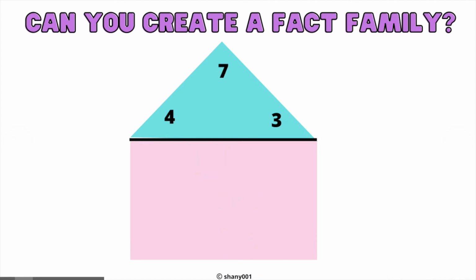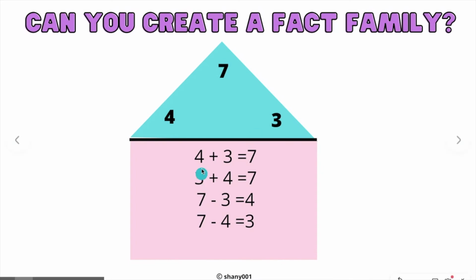Our next fact family is 4, 7, 3. Again, the same inverse operation, add and subtract. Let's go ahead and look at our answers. 4 plus 3 equals 7. 3 plus 4 equals 7. 7 minus 3 equals 4. 7 minus 4 equals 3.